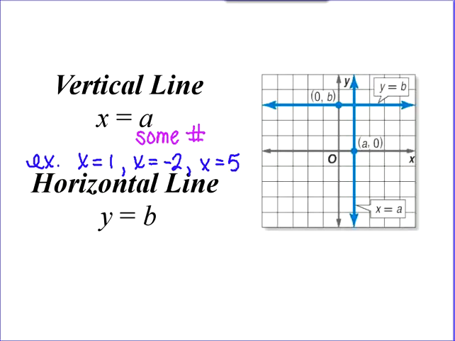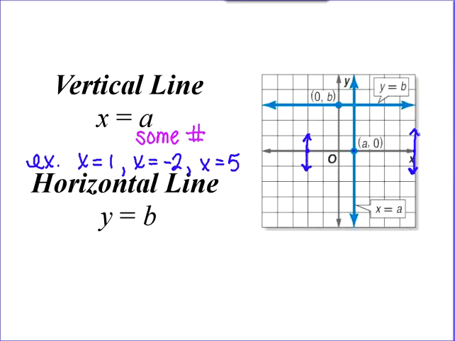Now whatever value it is, that's where the vertical line is located. If it's 1, it's going to be located here at 1, and you're going to have a vertical line. If it's -2, you're going to go to -2, and you'll draw a vertical line. If it's 5, you're going to go to 5: 1, 2, 3, 4, 5, which is right here. You'll draw a vertical line. So every vertical line has the equation x equals.